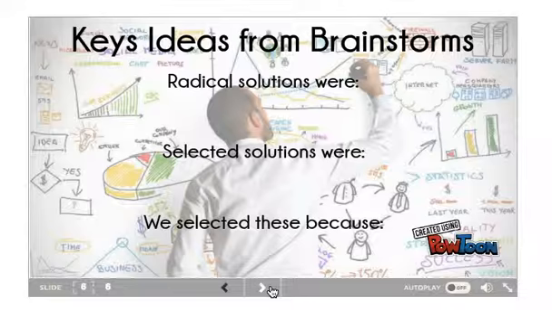Okay, so key ideas from brainstorming: those radical solutions were, selected solutions were, and we selected these because. So as you end this phase, we want to identify each of these components, and that will help us in describing your idea. So actually, before you describe your final idea, you want to look back to your radical solutions, selected solutions, and why you selected those. And that should help you in coming up with your final ideas.